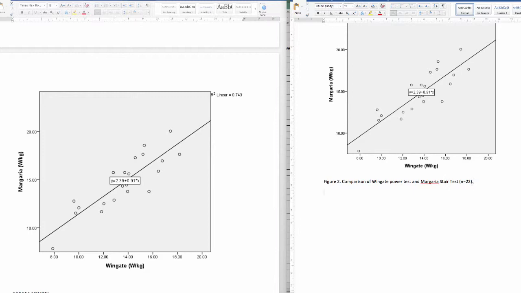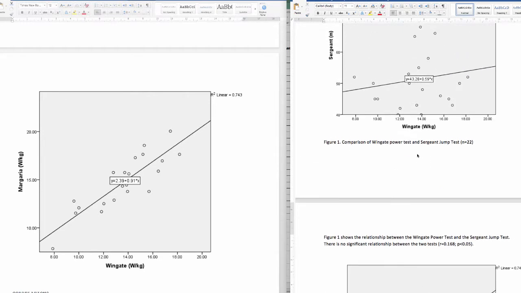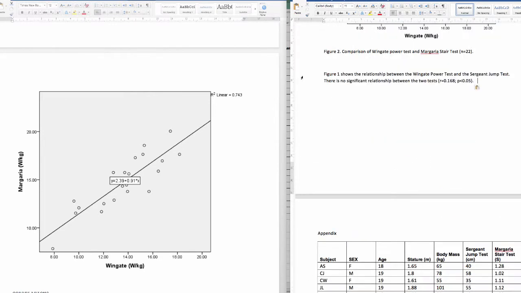Quick description. Could slightly cheat again. Copy this again. Figure 2 shows the relationship between the Wingate and the Margarita stair test. There is a significant relationship between these two tests. I'm going to do that to just speed it up.